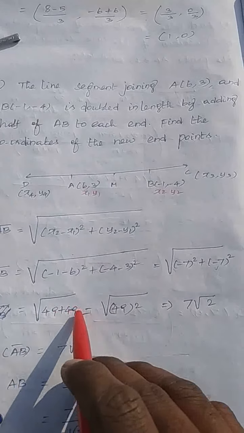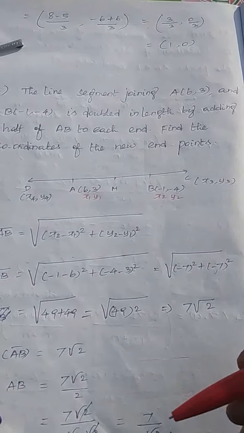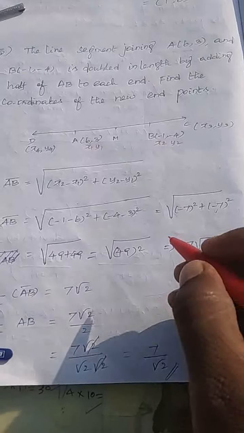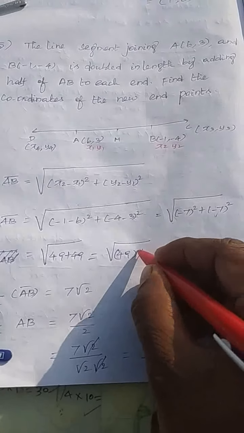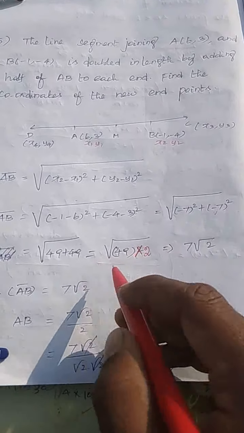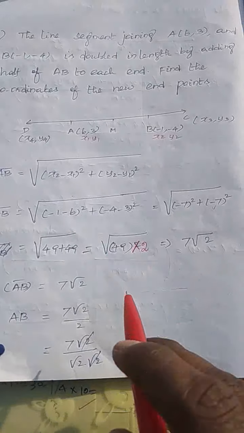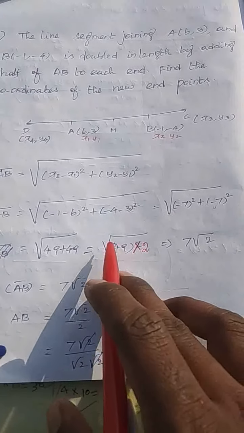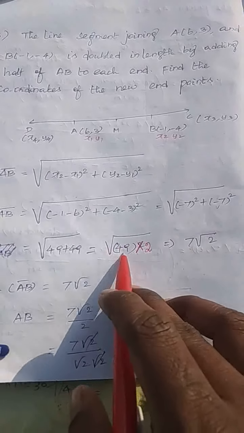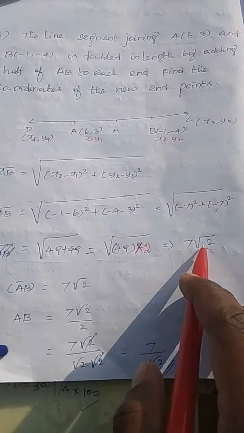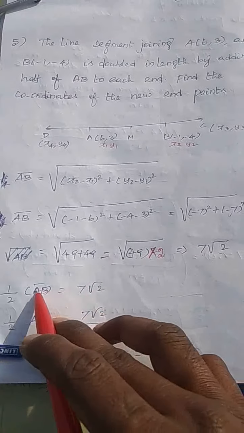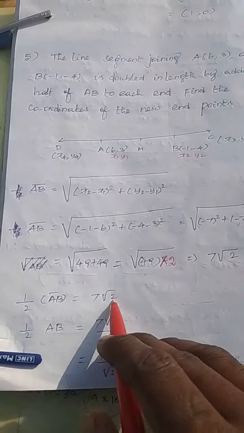49 into 2 equal to 98. So root of 49 is 7, but root of 2 stays as it is, root 2. So 7 root 2 is the answer. So AB bar equal to 7 root 2.